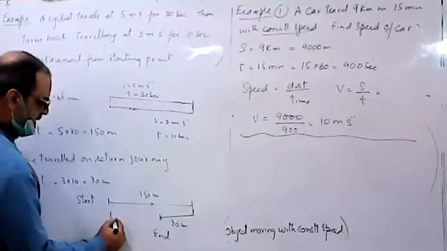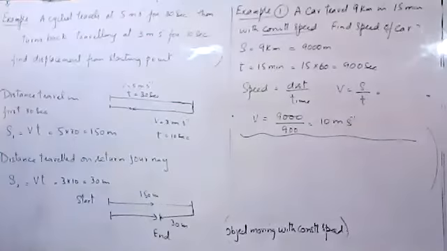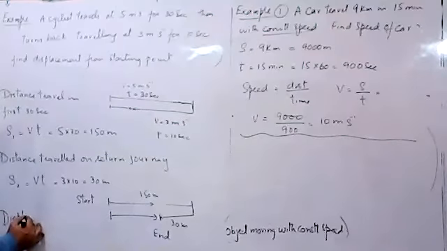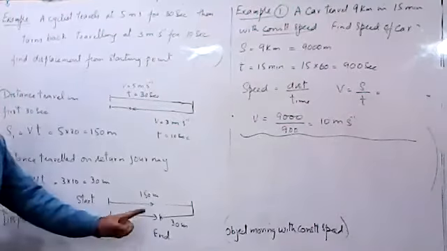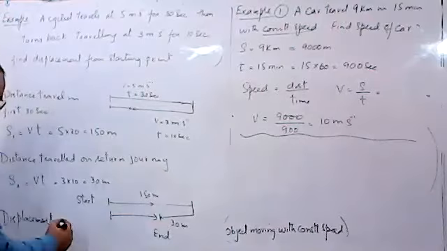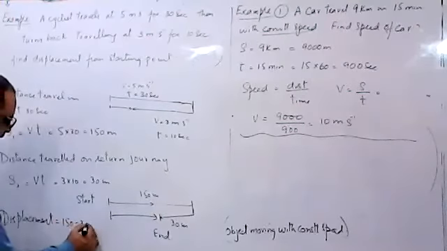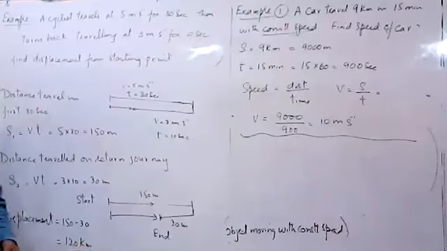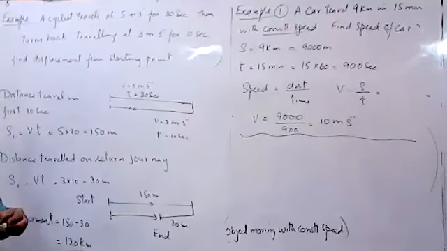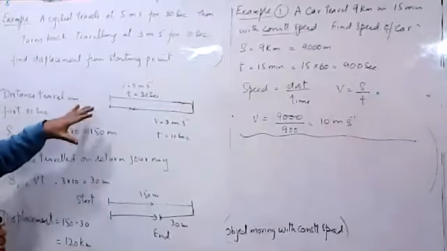So what is the displacement? I have to calculate the displacement. So displacement is the shortest distance. That is the difference of 150 and 30. That is 150 minus 30 is 120 kilometer. So this is how you have to operate. You have to read the statement very carefully. Then you have to draw a simple diagram to understand the situation, what is happening here.